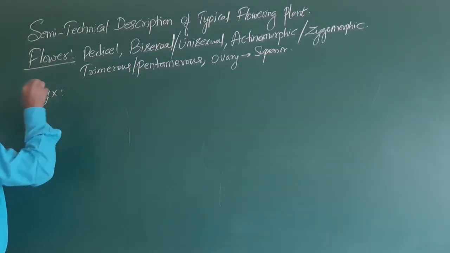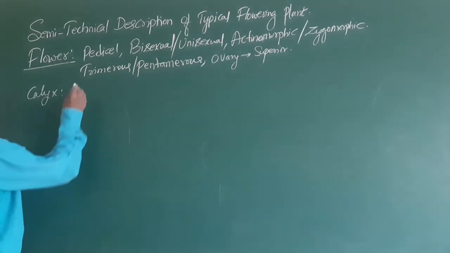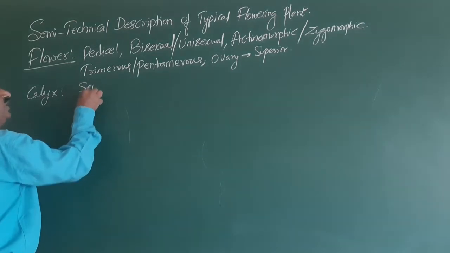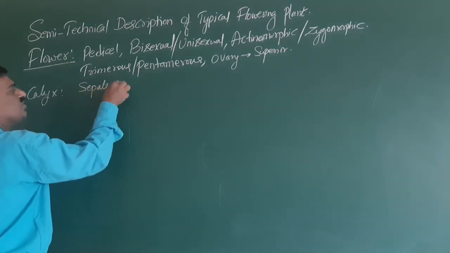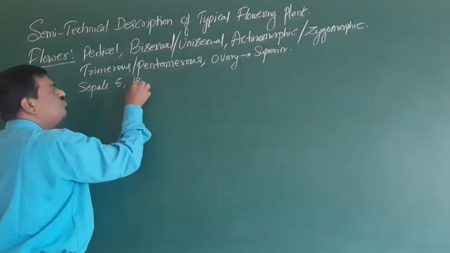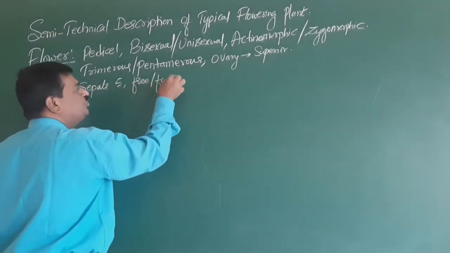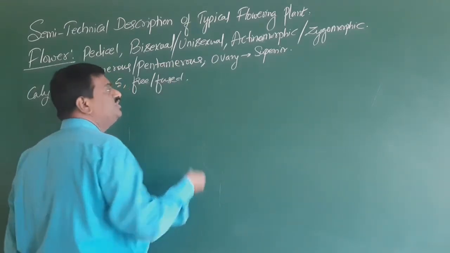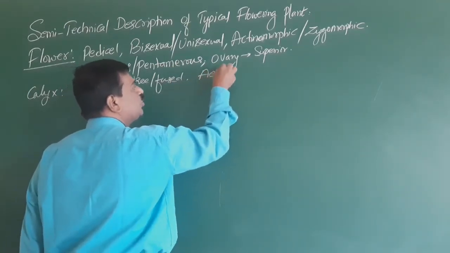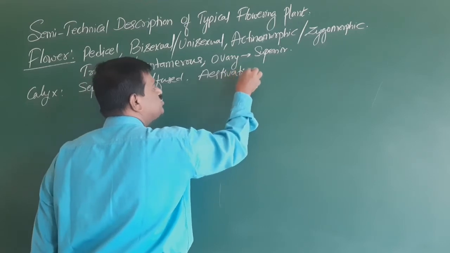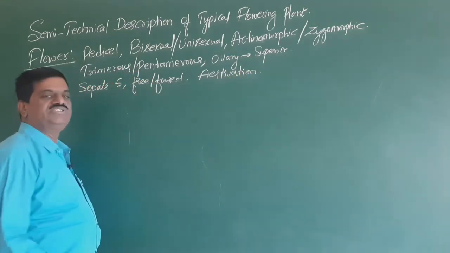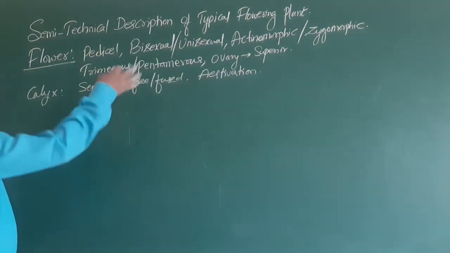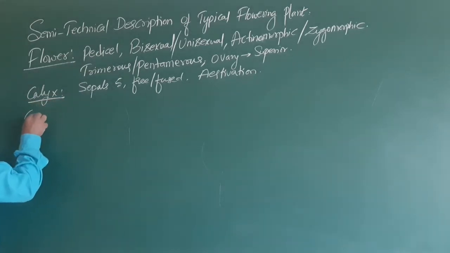Next we go for calyx. In a calyx, we are going to write how many sepals. Sepals are 5. Whether they are free or fused should be written, and what type of estivation is present should also be mentioned. Estivation, whether it is valvular estivation, twisted estivation or imbricate, should also be written.